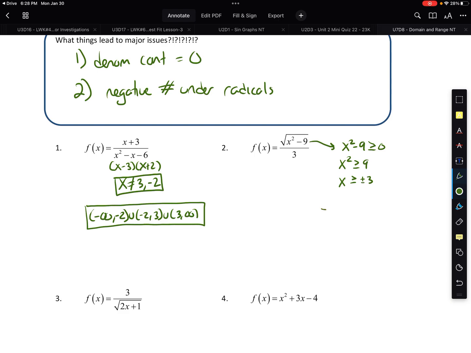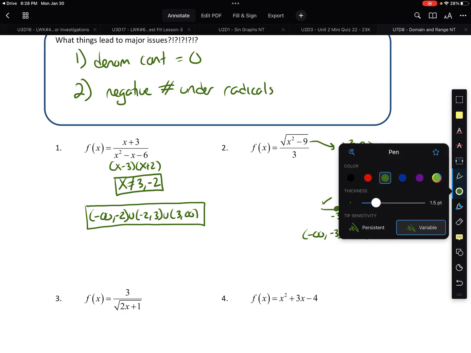And so if I make a number line, think about it: negative 3 and 3. They are included because when they're plugged in, they're 0. My question is, is it between them or outside of them? Well, if I plug in 0, which is right between those two numbers, 0 squared minus 9 is negative, so it doesn't work. So in this situation, the numbers that do work are outside of those. So our domain here would be negative infinity to negative 3, union 3 to infinity.